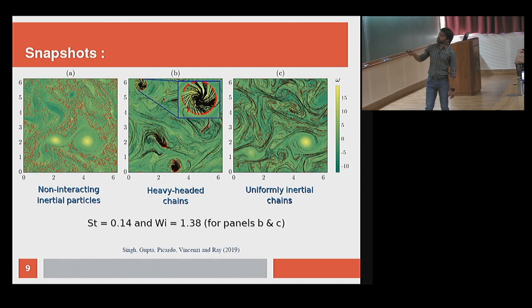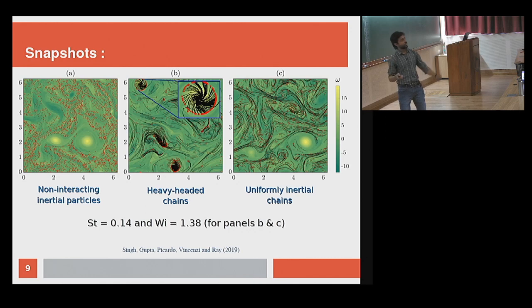For uniformly inertial chains, you can see they are closer to the vortical regions, but still clearly outside the vortices. But compared to these non-interacting particles, they are closer to the core of the vortices. If you look at the weaker vortical regions, they are occupying the vortical regions as well.